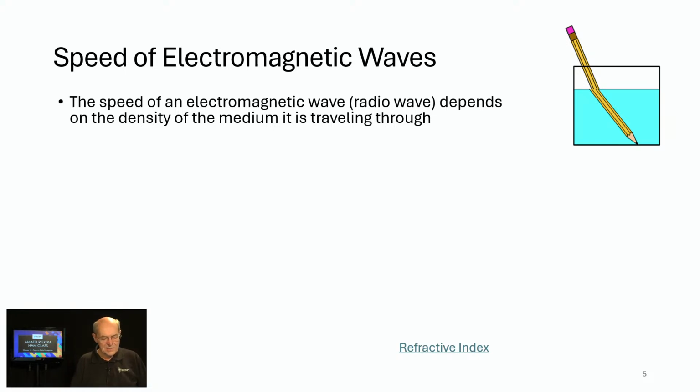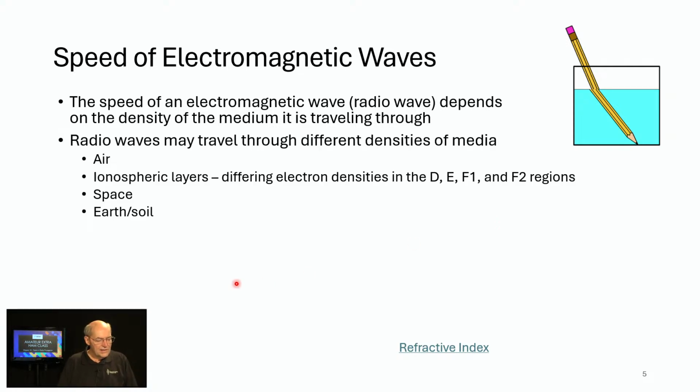You've all seen this picture. Again, I need to turn on my pointer. Seen this picture? We put a pencil in a glass of water, and it looks bent. That's because of the refraction. The light speed changes depending on the medium that it's traveling through, and water is a different medium than air.